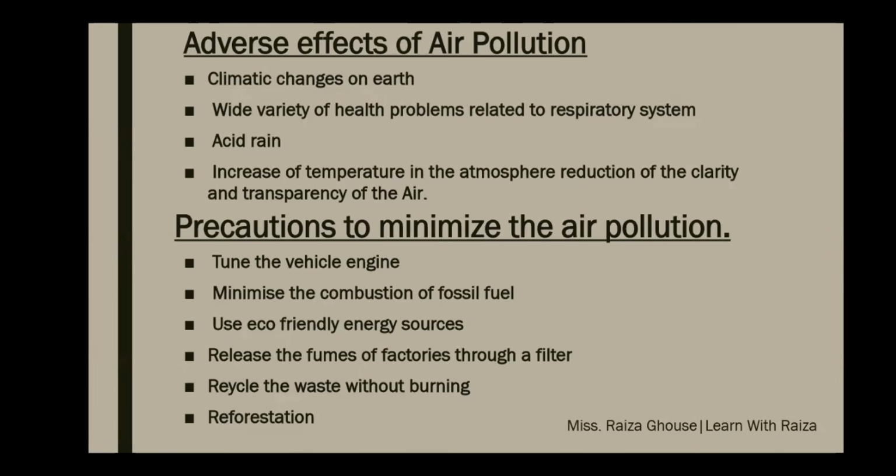Reduction of the clarity and the transparency of the air. Now our atmosphere has 5 layers. When the layers are damaged, the clarity, the quality of the layers, is reduced. That is reduction of the clarity. And the transparency means, when the layers are damaged, other harmful rays, harmful things, start to enter the troposphere layer. So due to that also, air pollution occurs and other health problems are occurring. So when the clarity of the layers reduces, adverse effects are happening. So these 5 things you have to remember.